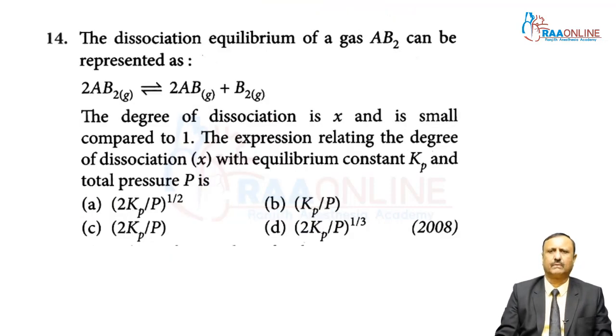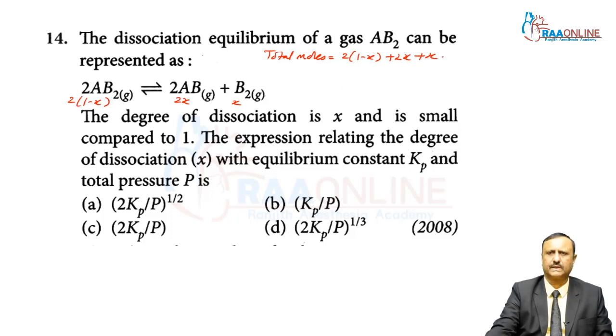The dissociation equilibrium of a gas AB2 can be represented as 2AB2 gas gives 2AB plus B2. Here it is 2 into (1 minus x), here this is 2x and here this is x, and total moles is equal to, my dear students, 2 into (1 minus x) plus 2x plus x, or you can say 2 minus 2x plus 2x plus x. So, you can cancel with each other and you get 2 plus x as the total number of moles.